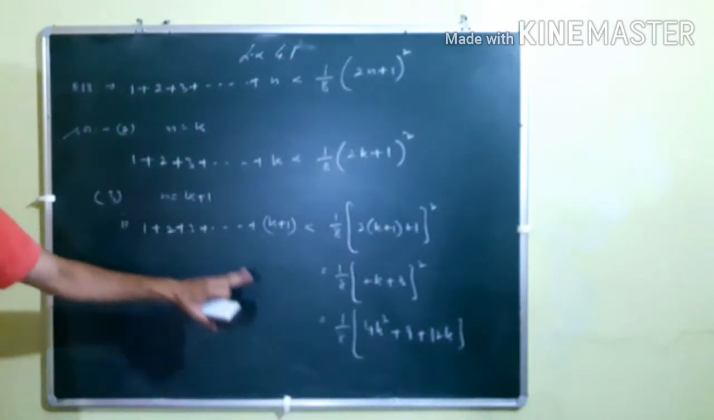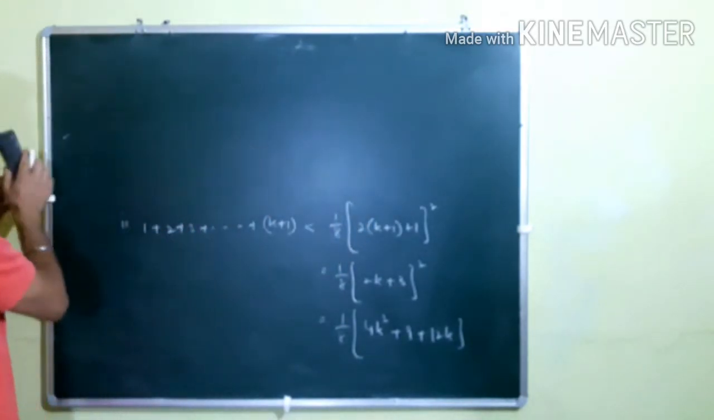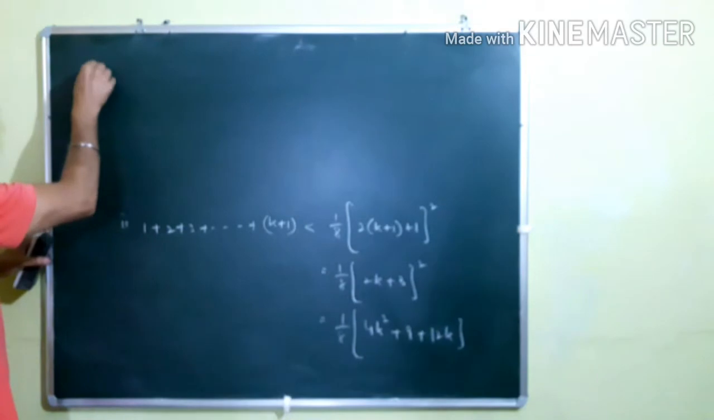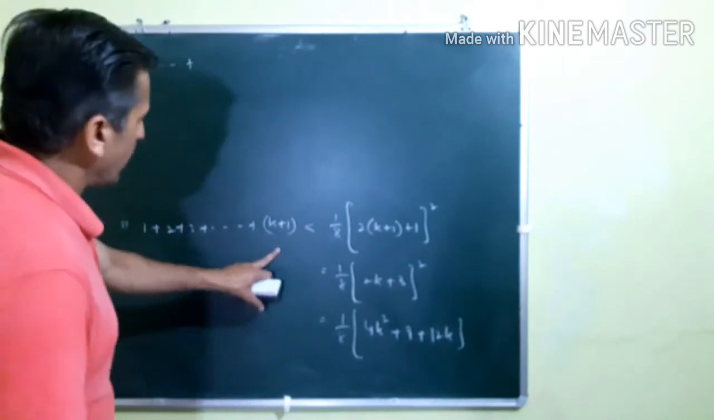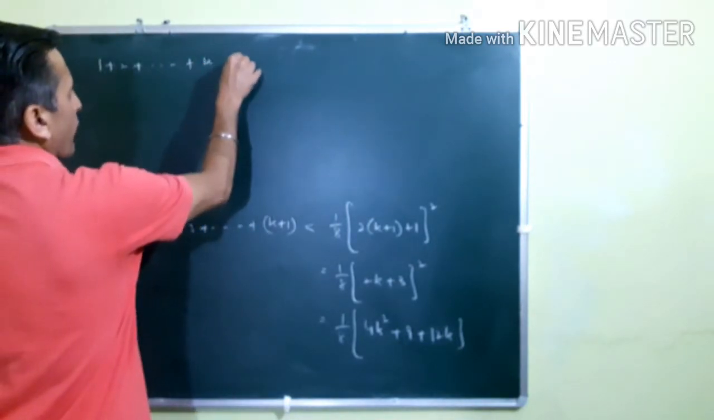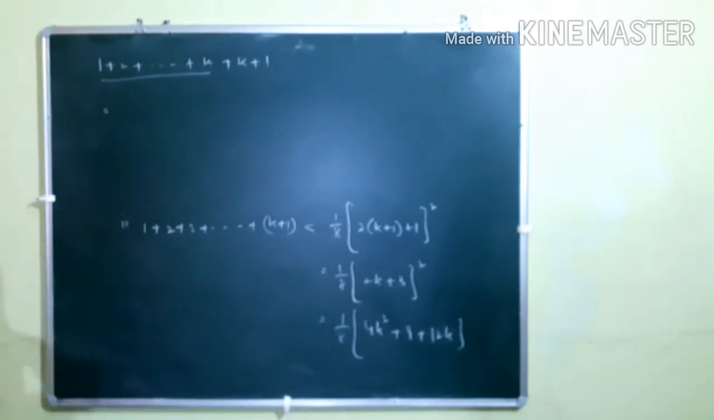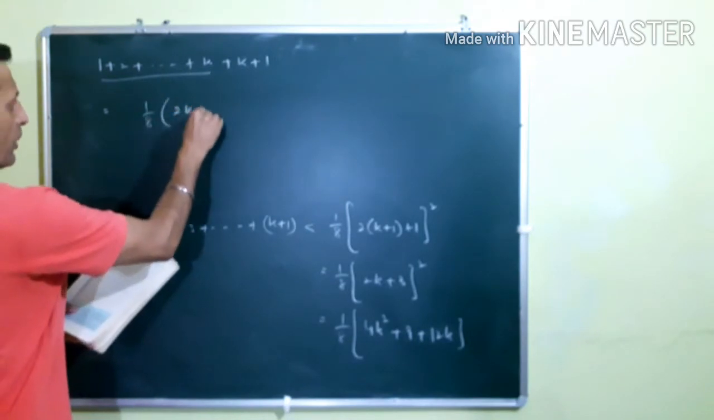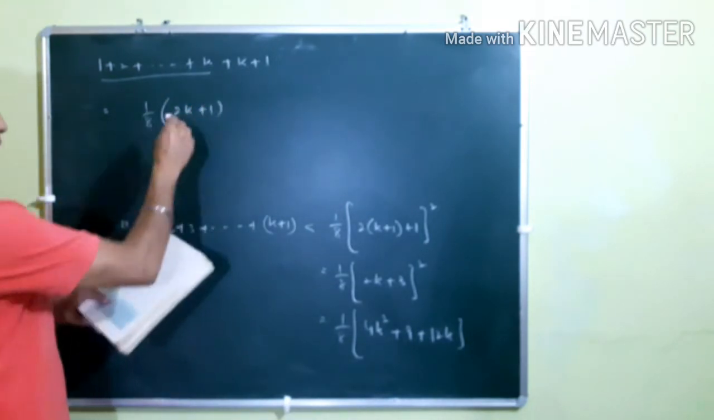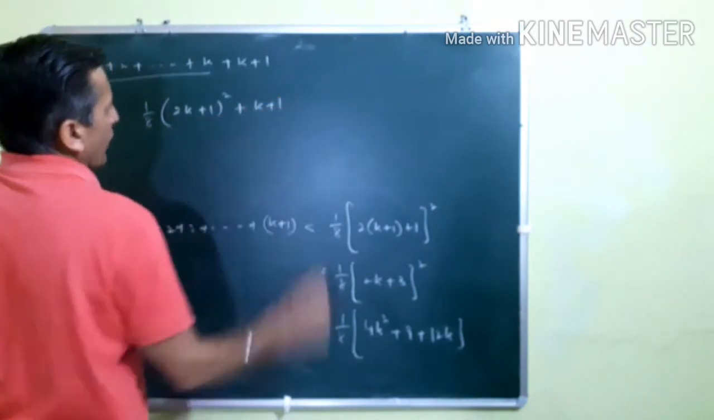Ultimately, we have to show this inequality. As you know, we have to take the left hand side, so I am taking the left hand side once again. In the left hand side, that means 1 + 2 + 3 and so on, and the last term is k + 1. As you know, the sum of these terms up to k, by our assumption, is less than 1/8 (2k + 1)². So this we have assumed here, plus (k + 1).